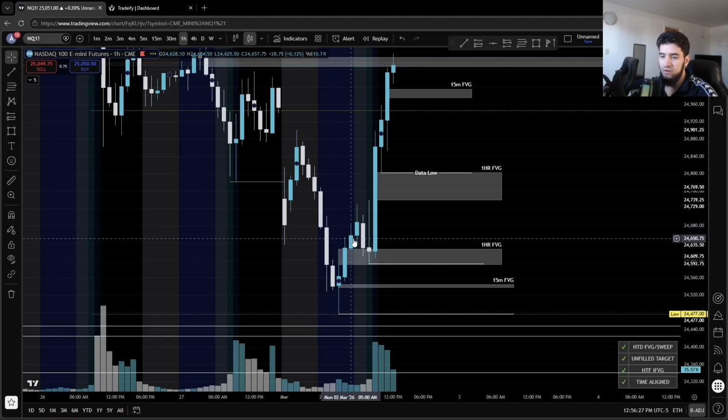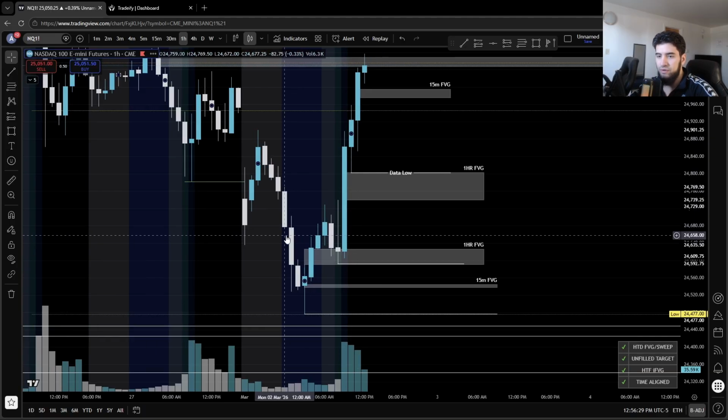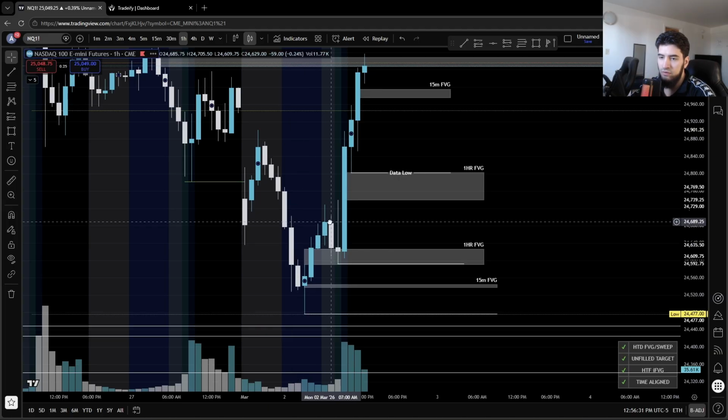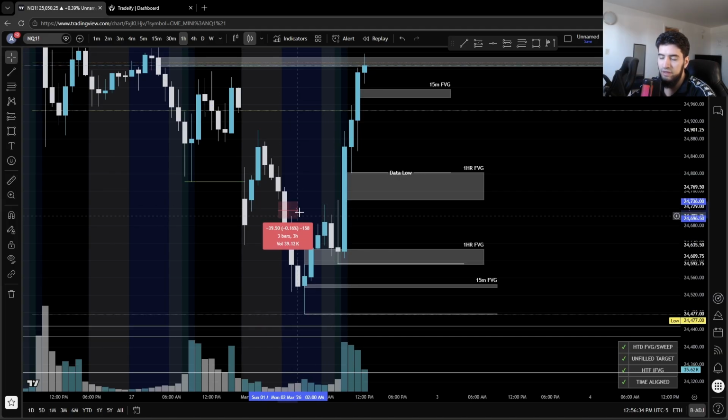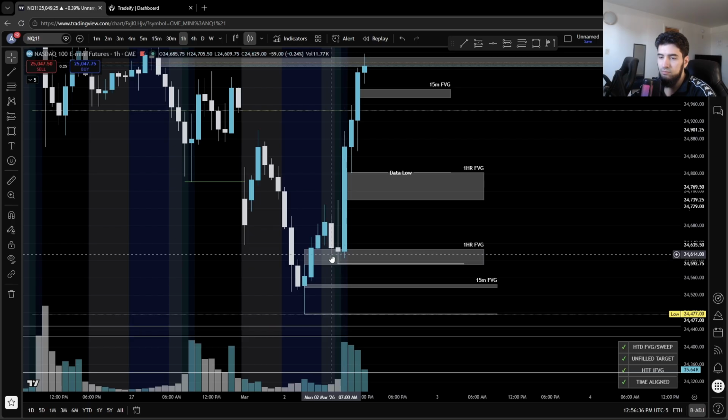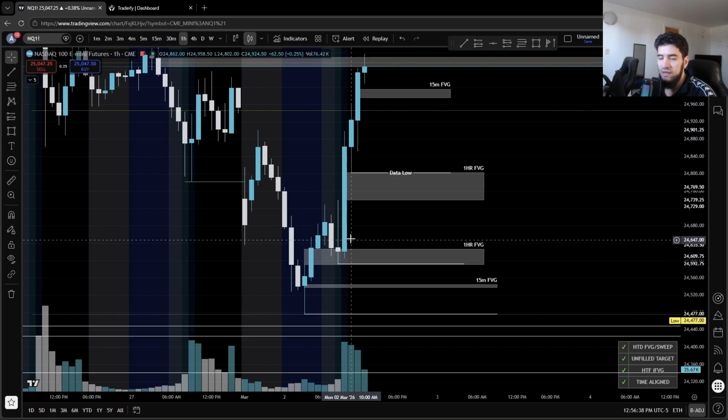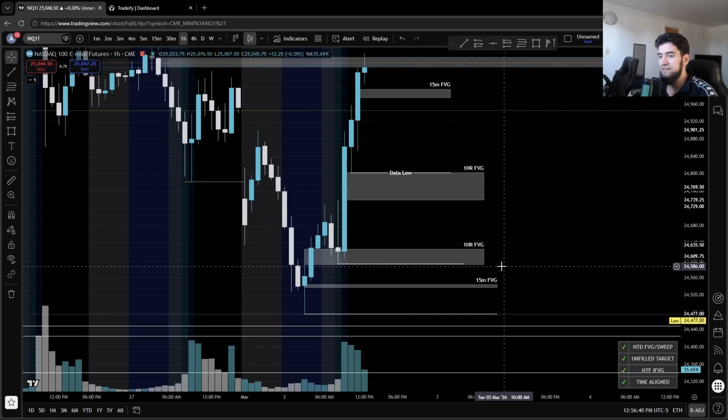We see that in London, over here, there's a 1 hour fair value gap. It got closed above, but it also traded above over here. But then we also opened up below us another 1 hour fair value gap, and now we're tracing to it. Now this is going to be my condition.